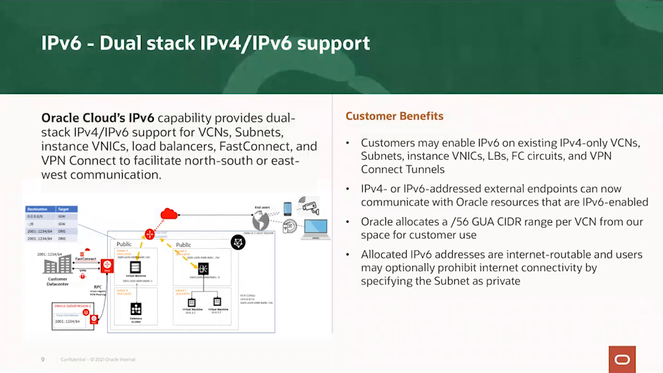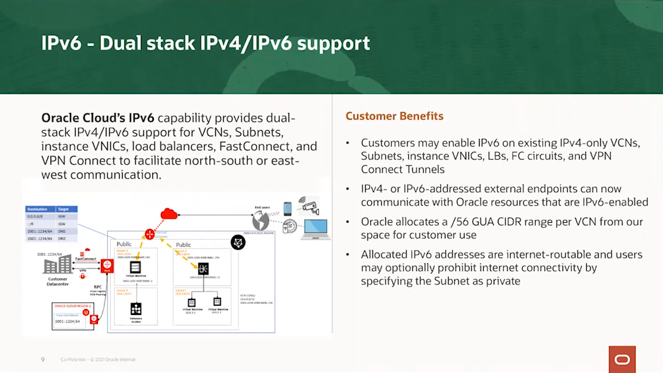OCI now supports IPv6 in all commercial regions. We support both north-south and east-west, which means on-premise to cloud, internet to cloud, and between instances in OCI. IPv6 can now be enabled on your existing OCI resources. So you do not need to create a new VCN for it to be IPv6 enabled. All your existing resources can now be updated and modified to support IPv6.